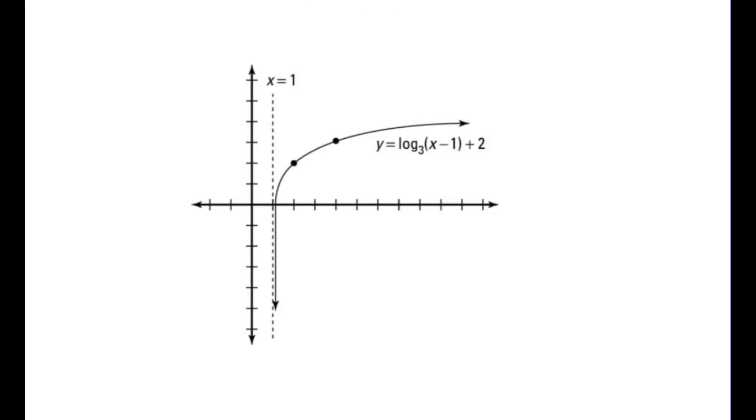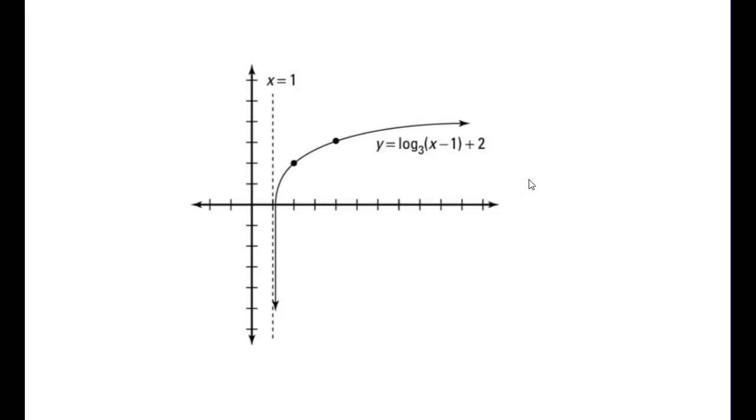Looking at an example, we have the graph of y = log base 3 of the quantity (x - 1) + 2. A few things we can look at: our h value is 1, so x = 1 is going to be a vertical asymptote. Our domain is x > 1. We can see that by the graph. Only x values that are greater than 1 are going to be included in this function.